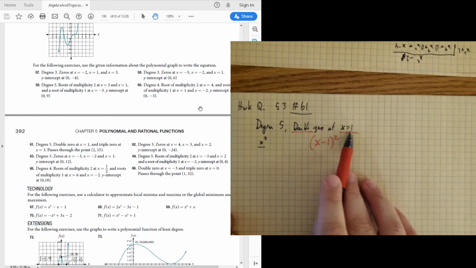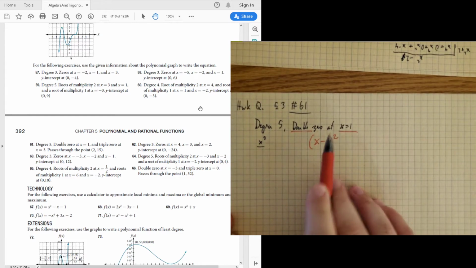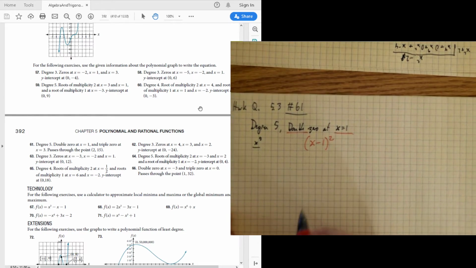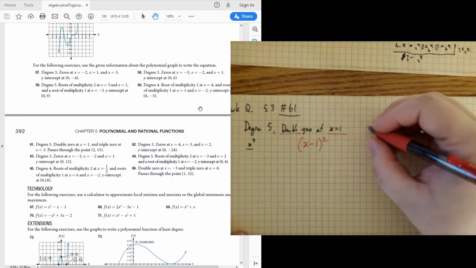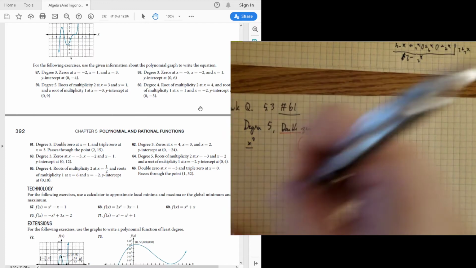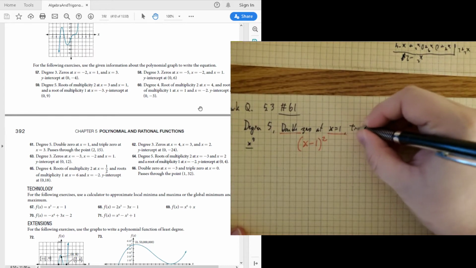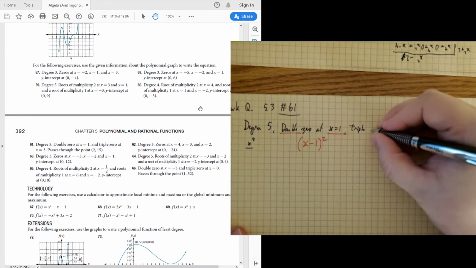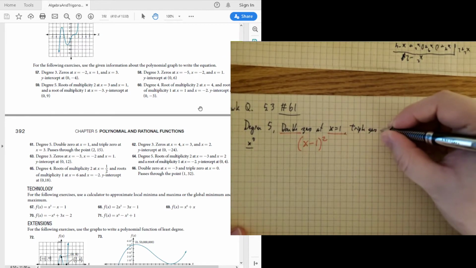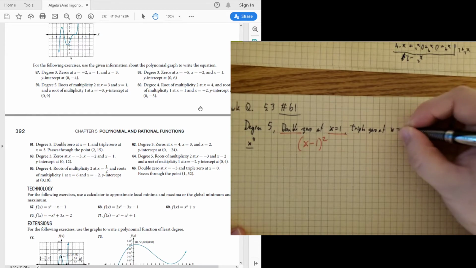It says double zero at x equals 1. That means x minus 1 is a factor. Because it is a double zero, it means x minus 1 squared. Now, the second thing it tells me was that. The third thing was it has a triple zero. It's starting to sound like Words with Friends here, or Scrabble. Triple zero at x equals 3.